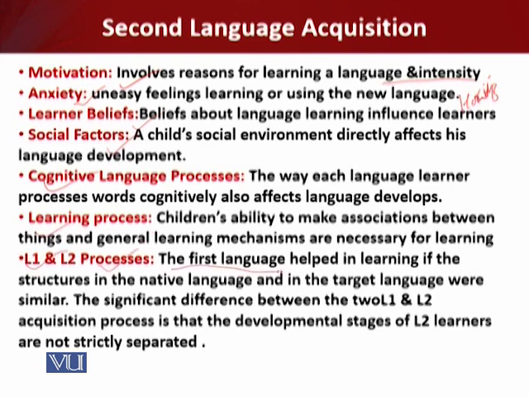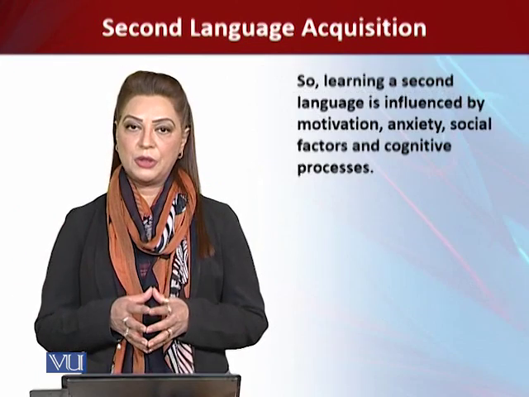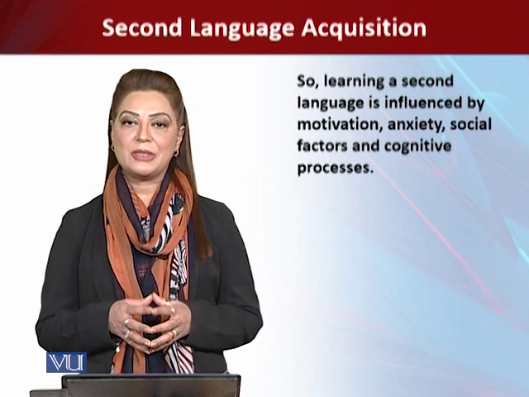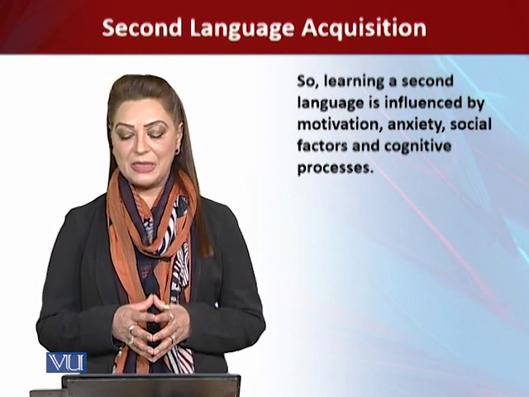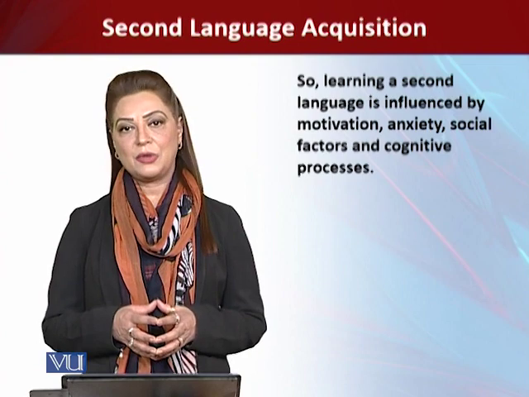We see that the first language helps in learning if the structures in the native language and in the target language are similar. So similarity in these two languages can actually help language learning. The significant difference between the two, L1 and L2 acquisition processes, is that the developmental stages of second language learners are not strictly separated. To conclude, learning a second language is influenced by motivation, anxiety, social factors, and cognitive processes.